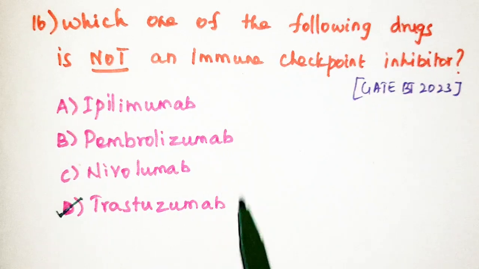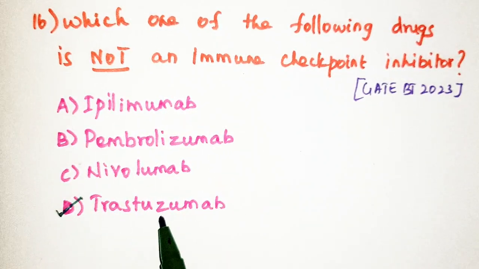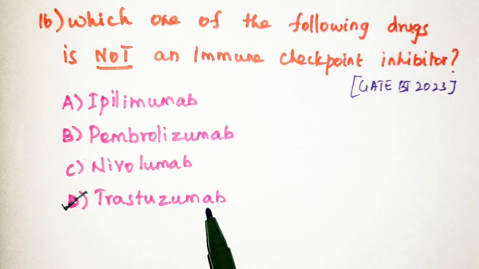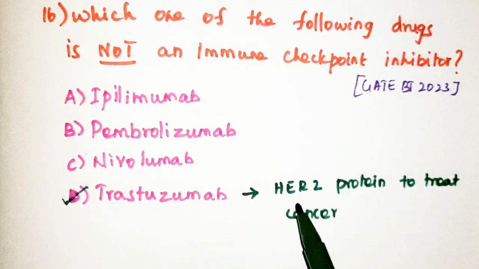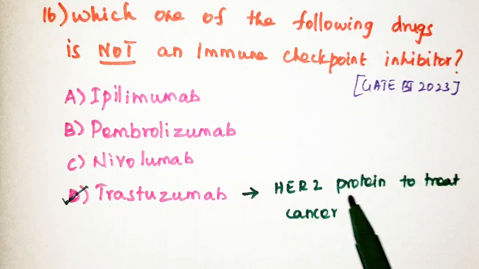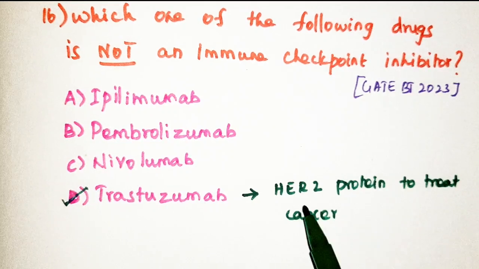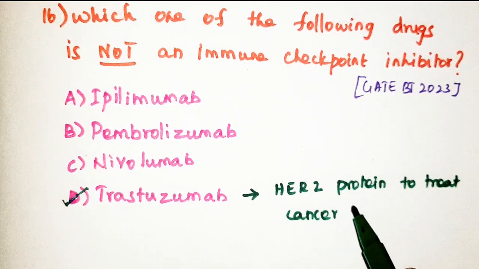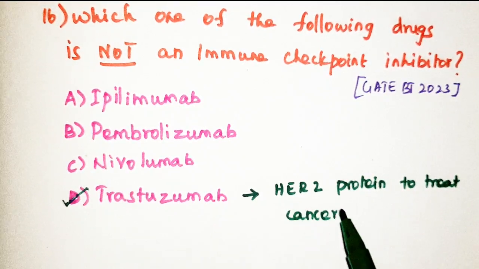Okay, so these all four drugs are monoclonal antibodies, and this trastuzumab is a targeted cancer drug. This targets the HER2 protein, that is human epidermal growth factor receptor 2 protein, to treat cancers. This trastuzumab drug works by attaching to the HER2 protein on your cancer cells to stop them from growing and kills them. Okay, it works only if your cancer is HER2 positive.